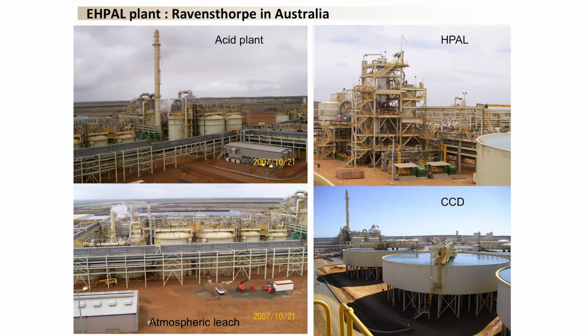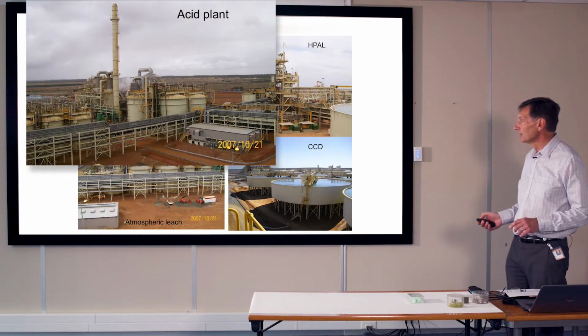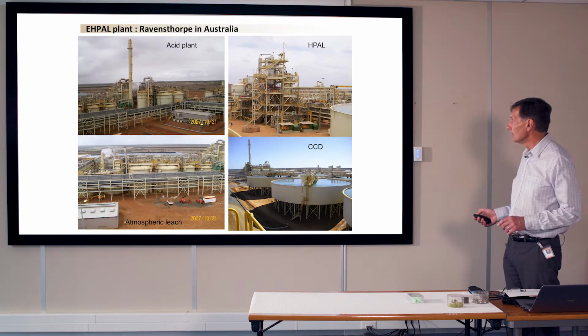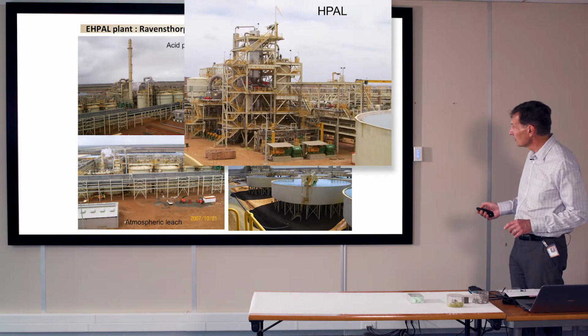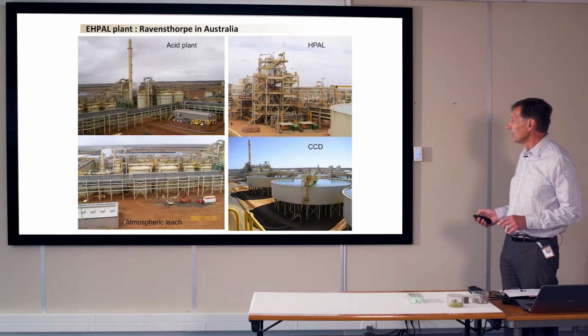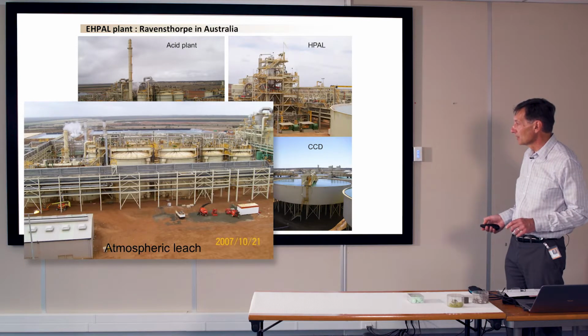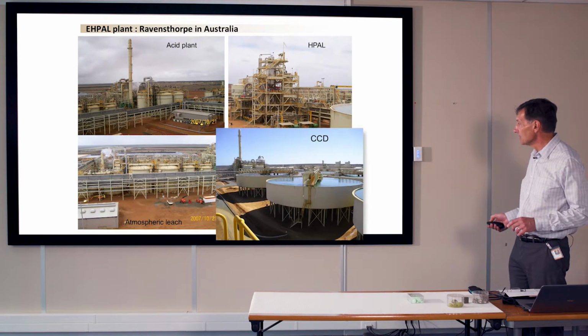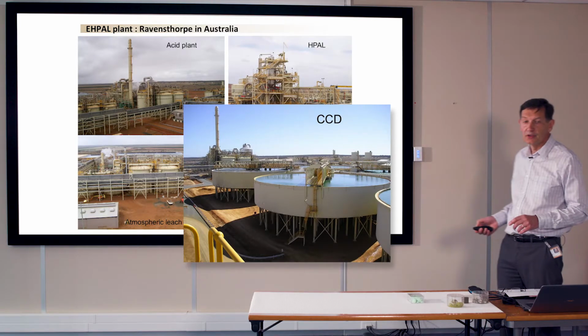Some pictures of Ravensthorpe, the acid plant to produce the acid inside the plant. The HPAL process, we don't see it, the autoclave is somewhere there. Then the atmospheric leaching is done in these reactors in series, and the countercurrent decantation in this very huge CCD.